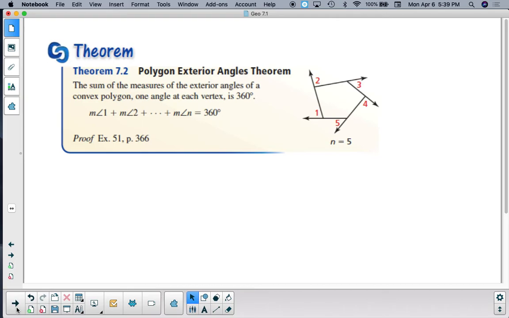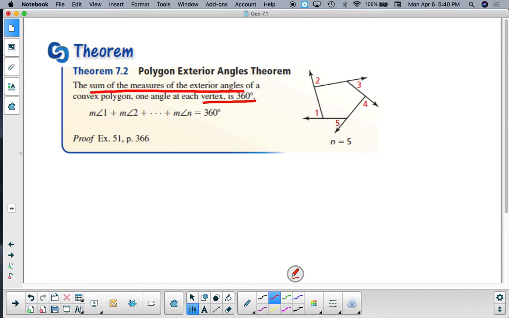So this is the last theorem in this section, 7.1. It says the polygon exterior angle theorem. The sum of the measures of the exterior angles of a convex polygon, one angle at each vertex, is 360 degrees. All right, so the sum of the outside angles is 360 degrees, regardless of how many angles there are. So there's 5 angles there, they still all add up to 360 degrees. So that's what you need to remember, is the sum of the exterior angles is 360 degrees. Okay?